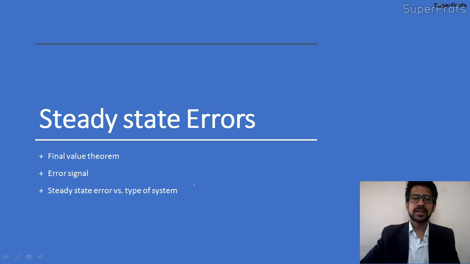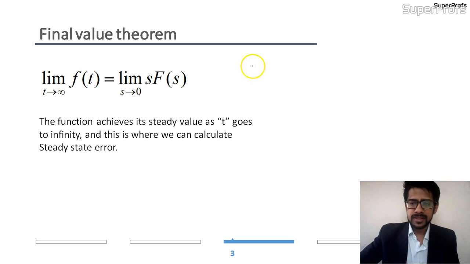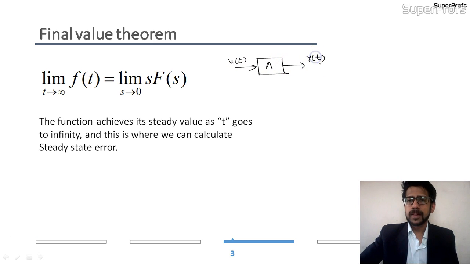Different types of systems will be subjected to different inputs, and we will calculate the steady state error for the system. Now let us go forward to the next slide and see what is a final value theorem. As I described, for any system, let us say system A, if you apply a step input u of t and you get output y of t.